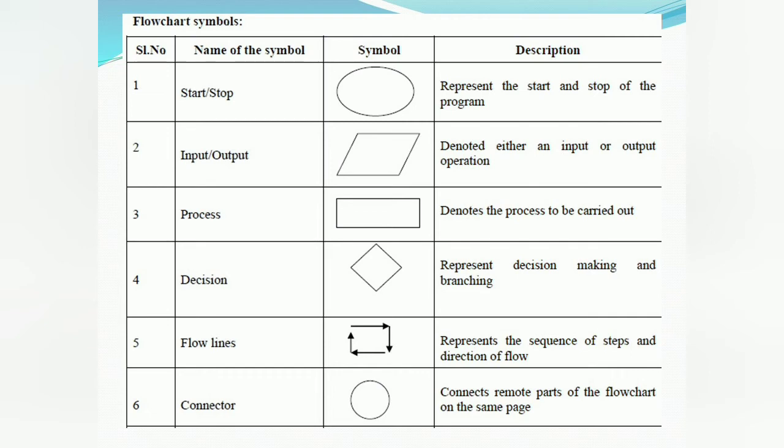The next symbol is the diamond shape. It is used for decision purpose. It represents decision making and branching. Next, flow lines. They represent the sequence of steps and direction of flow. The final symbol is the connector, the circle symbol. It is used for the connection purpose. It connects remote parts of the flowchart on the same page.